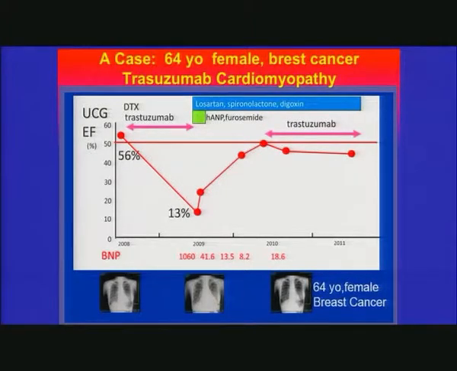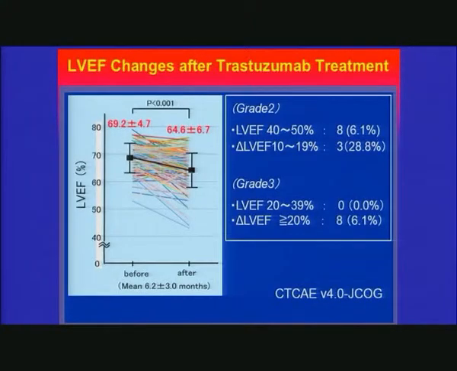So she consulted cardiology, and we started the HANP and furosemide, and also the ARB, spironolactone, and the digoxin. Fortunately, the ejection fraction recovered almost to normal, and we could restart the Herceptin. So we continue this ARB and spironolactone, and then the depression of the ejection fraction is small. It does not cause heart failure.